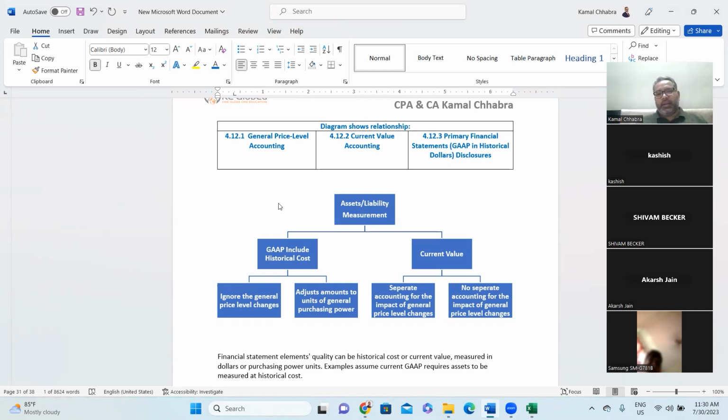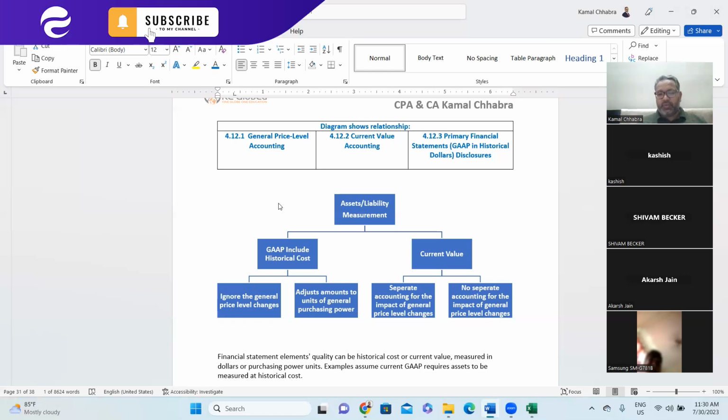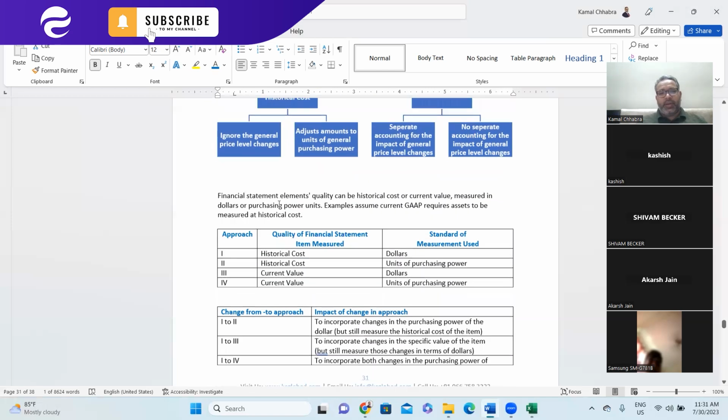On the other hand, current value accounting uses current value, which is replacement value, and there is no separate accounting for the impact of general price level. So here the general price level does not impact, whereas when you are doing the replacement, there would be an impact on the financial statement. Again, that impact is considered in the income statement.